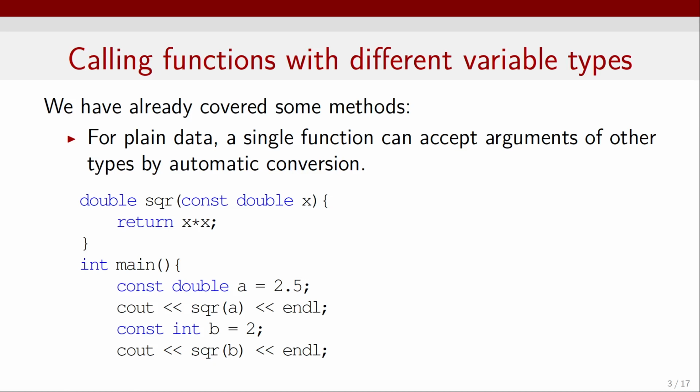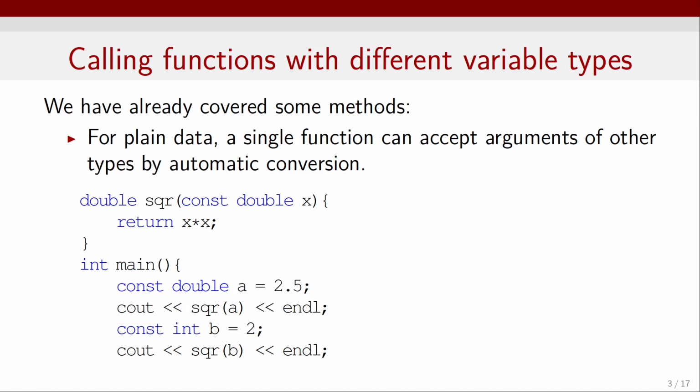For plain data, a single function can accept arguments of other types by automatic conversion. For example, here we have a function that calculates the square of a number, and we assume here that the argument is a double and the output of the function is also a double. So if we pass a double, that's fine. So we have a double a here, and we call that function square to calculate the square of a. That works fine. If we pass an integer, however, then there will have to be some conversion from integer to a double data type.